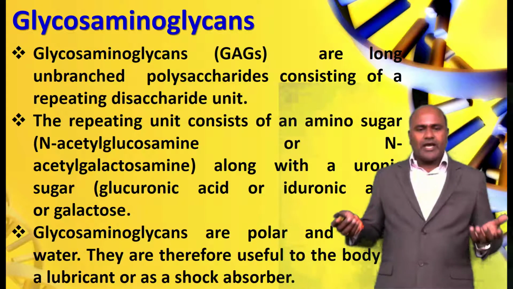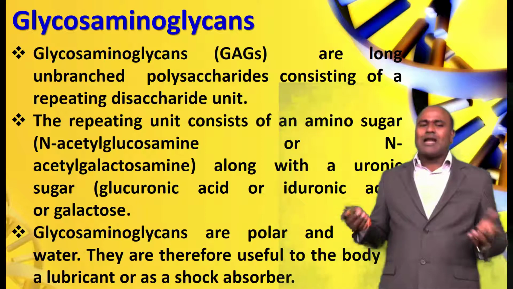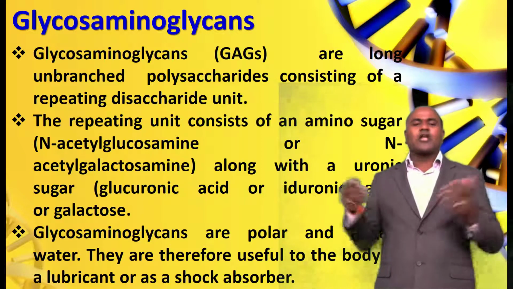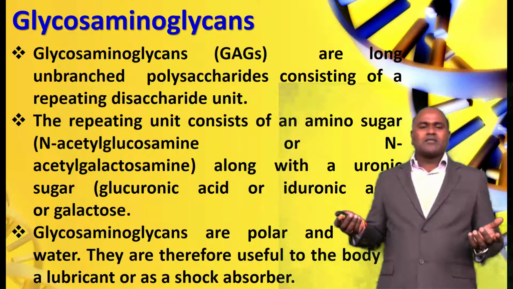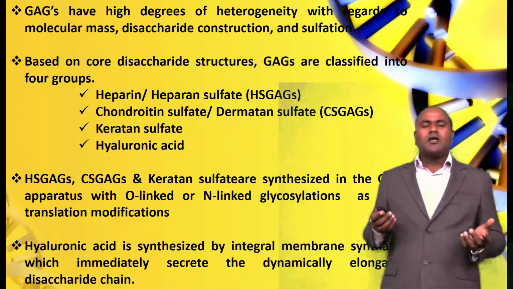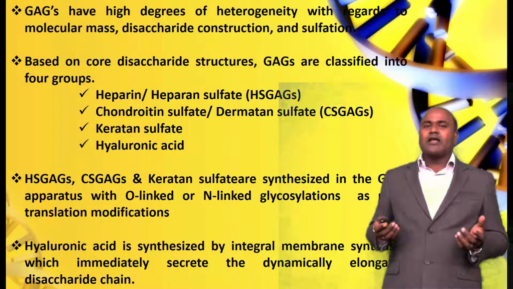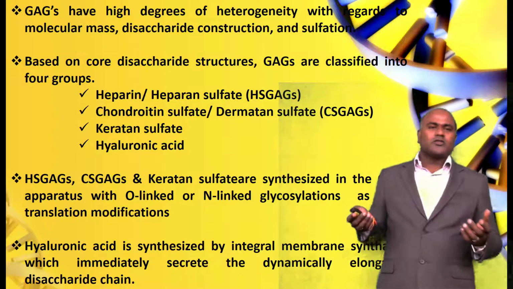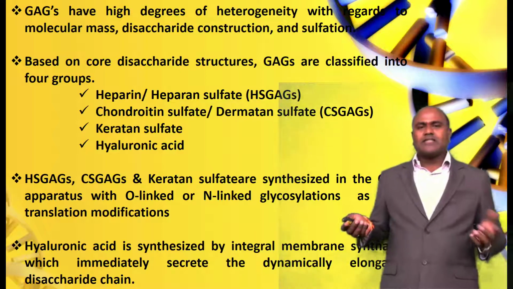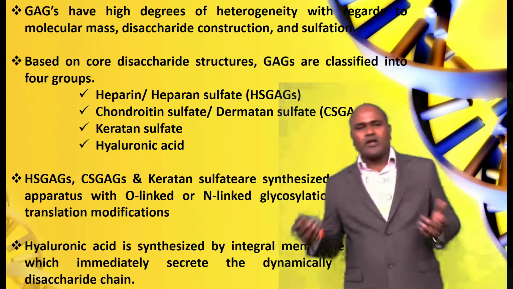GAGs are polar and attract water. They are very attracted to water. They are therefore useful to the body as a lubricant. GAGs have a high degree of heterogeneity with regard to molecular weight, mass, disaccharide construction and sulfation.